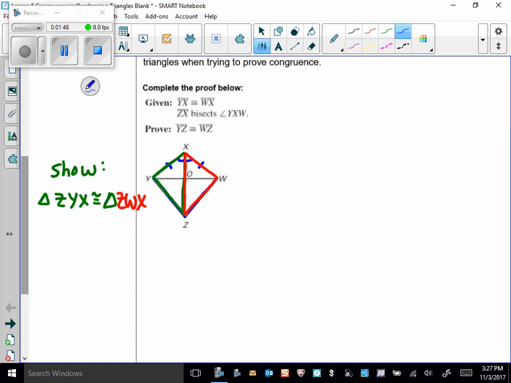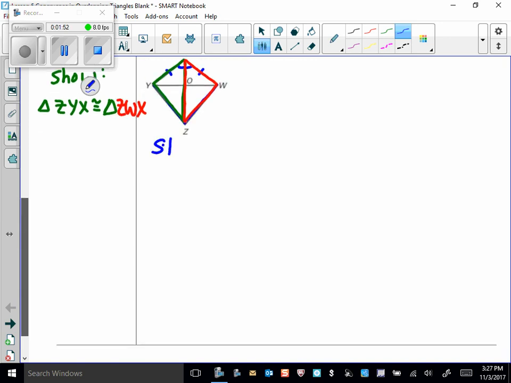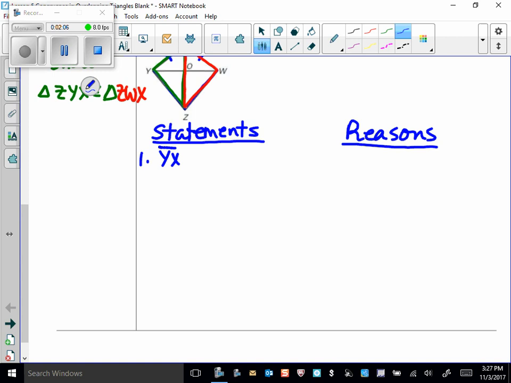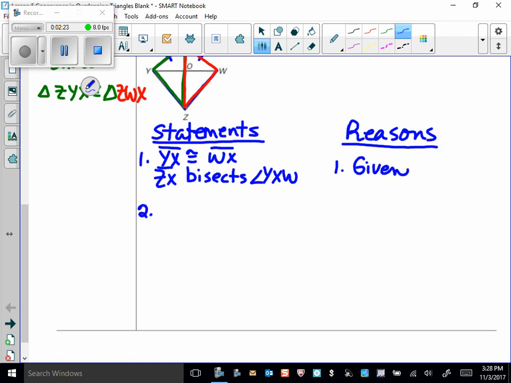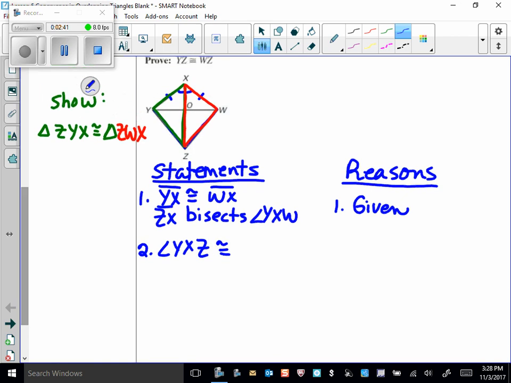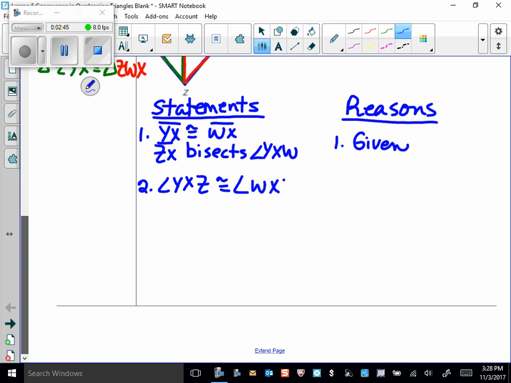So let's go ahead and write this out. Start with our statements, our reasons. Number one, what are we given? We're given that YX is congruent to WX and that ZX bisects angle YXW. All that's given. Okay, so I'm going to plunge right in here and say that because I've got an angle bisector, I know I've got two congruent angles, and let's see what they would be. Angle YXZ would be congruent to angle WXZ, and the reason for that would be the definition of angle bisector.